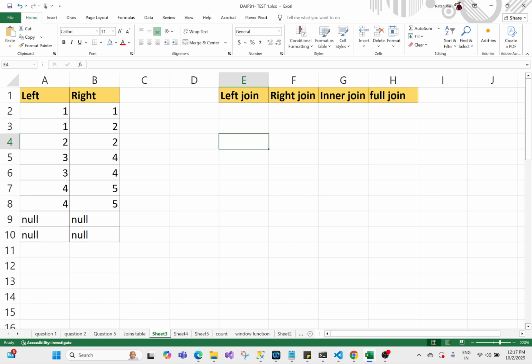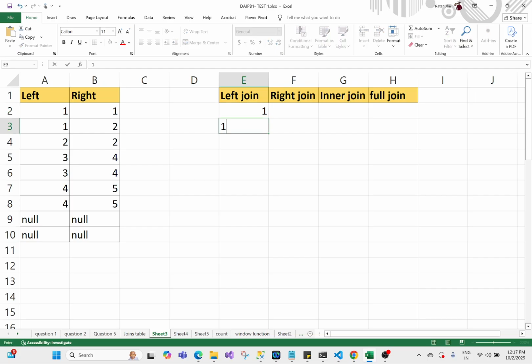First of all, we have to know what is left join. In left join, we get all the records of the left table plus the matching records of both the tables. So this is the left table and this is the right table. There is 1 in the left table as well as in the right table. So the first one will connect with the first one in the right table. So what is the output for the left join?